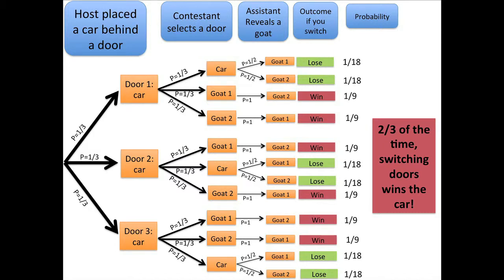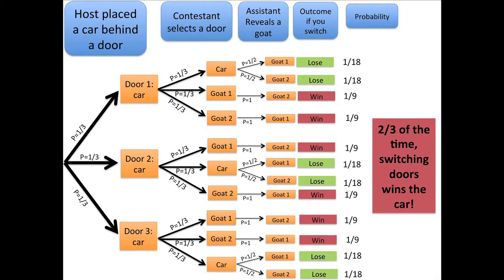Something that might help you get a sense for why this is the case is to think about what happens if you initially pick the goat and then switch doors. You always win because when you switch, you'll always be switching to a car. Exactly. And since there are initially 3 doors and 2 goats, the probability of initially picking a goat is 2/3.